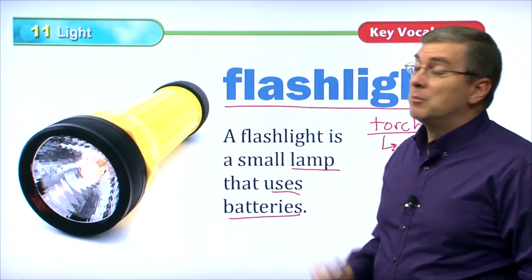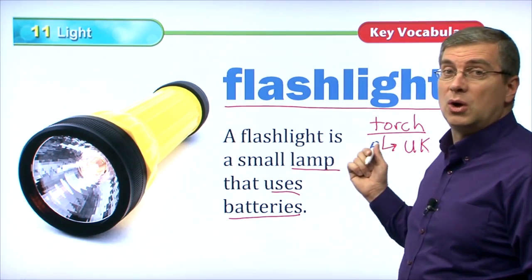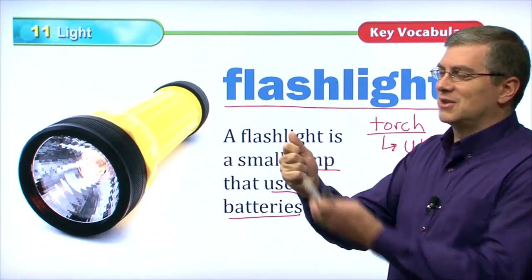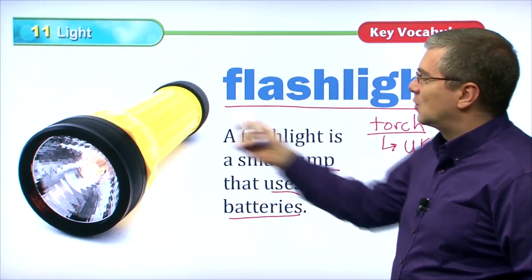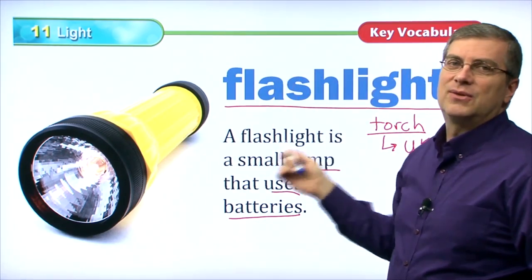They understand that. But if you go to America, don't say you want a torch because a torch is a piece of wood that burns, right? In America. In the United Kingdom, a torch is this. In America, say it's a flashlight.